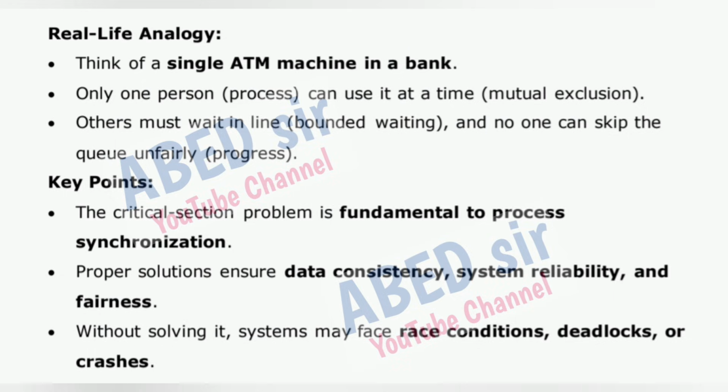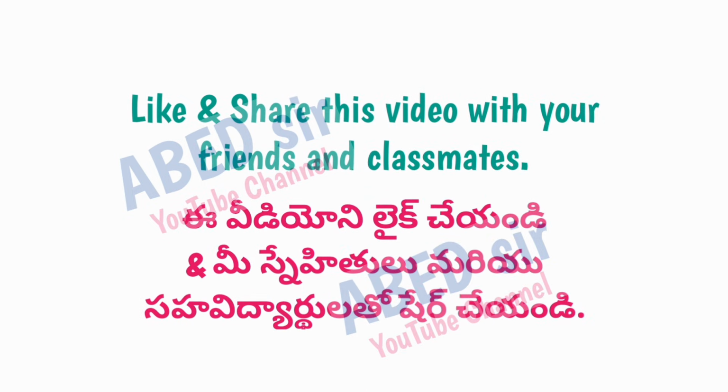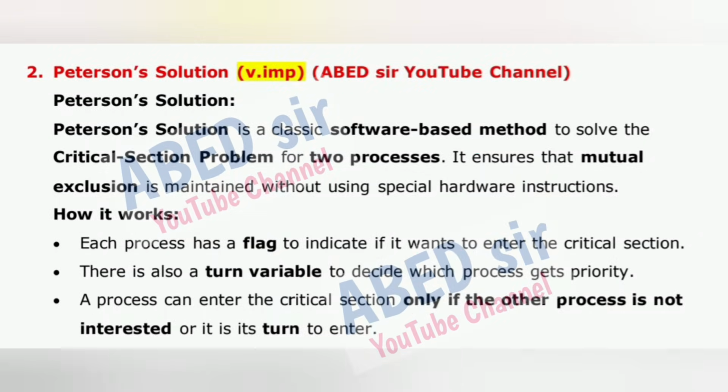Key points. The critical section problem is fundamental to process synchronization. Proper solutions ensure data consistency, system reliability, and fairness. Without solving it, systems may face race conditions, deadlocks, or crashes. In short, the critical section problem is about coordinating multiple processes to safely access shared resources, ensuring the system works correctly, efficiently, and fairly. Next important long question is 2.